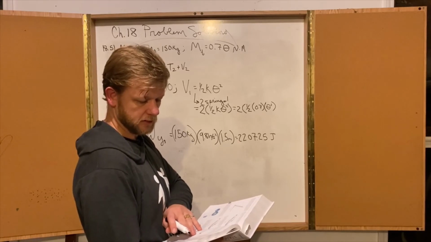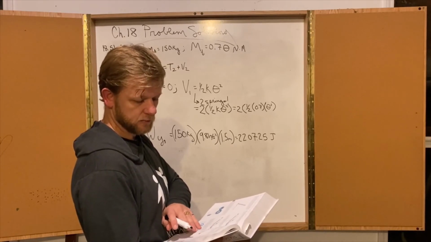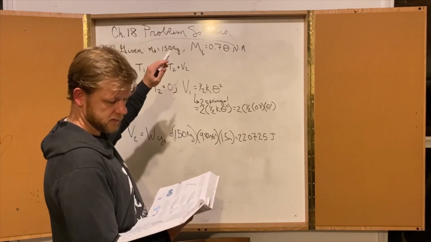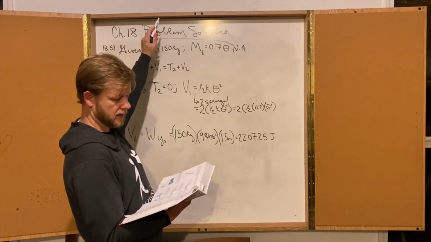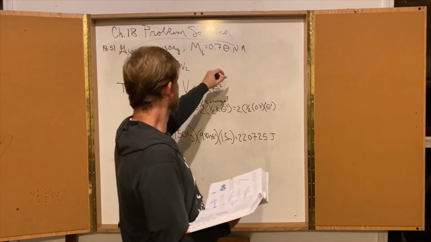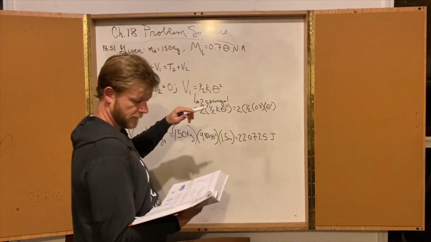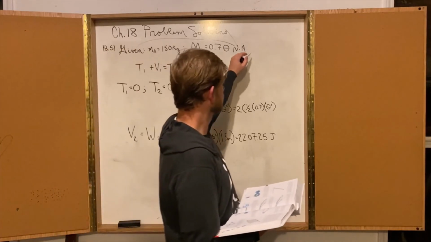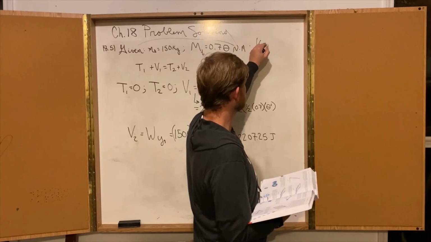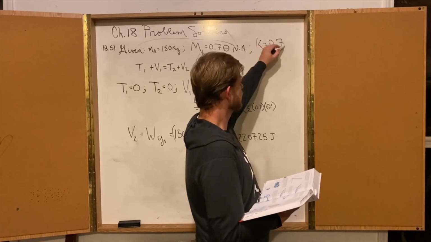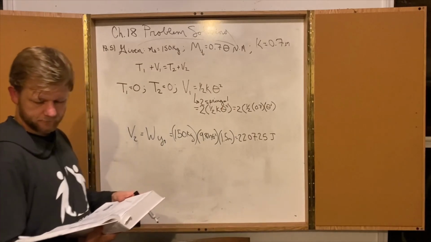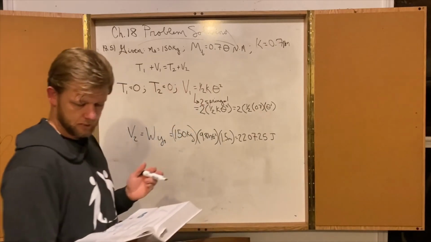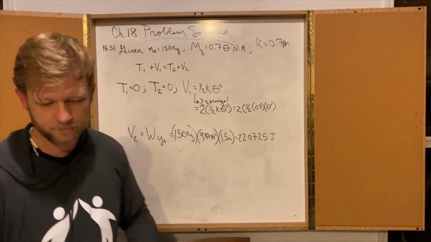Note the elastic potential energy of the torsional spring is V equals 1/2 K theta squared, where M equals K theta, and K equals 0.7 newton meters. Anyway, so here we go. Let's work the problem. It's not hard, won't take long.